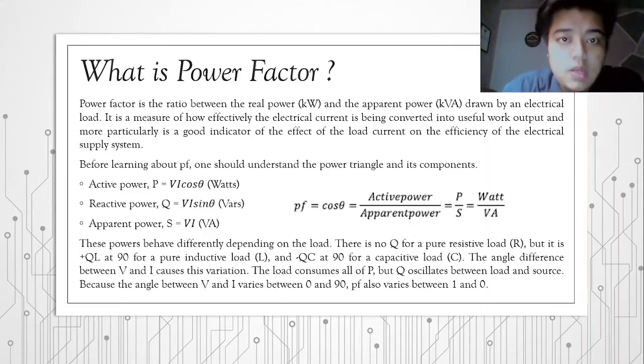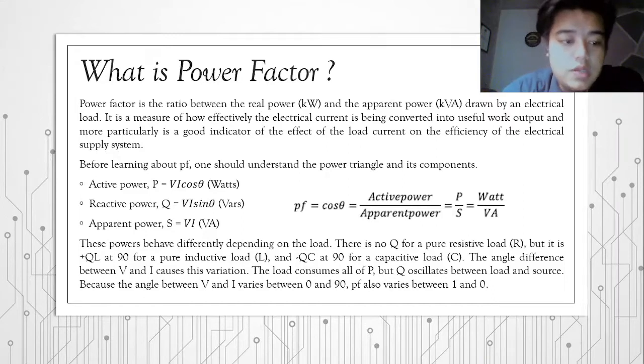Before learning about the power factor, the first thing we should understand is the power triangle and its components. Active power, which stands for P, is voltage times current times cos theta, and its unit is watt. Reactive power, which stands for Q, is V times I times sin theta, and its unit is VAR. The apparent power is S, which is voltage times current, and its unit is VA.